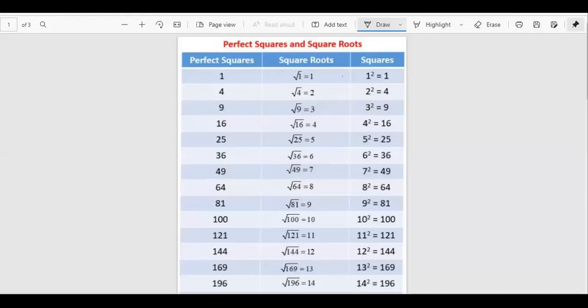Okay, so I've shared the worksheet. Just let me know once you're able to see the screen. Is the screen visible?